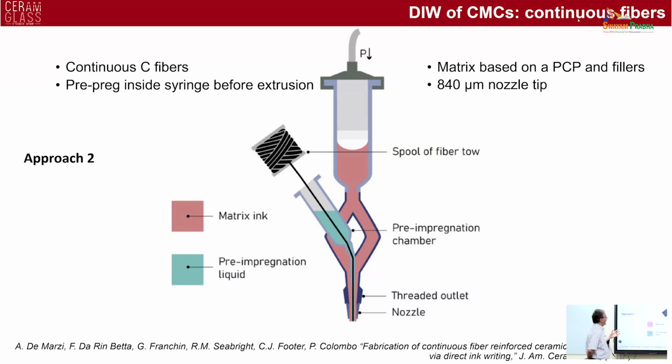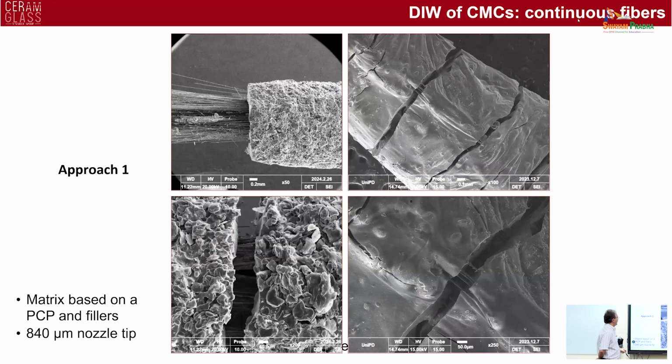So we modified the system, using an approach where we have the fibers coming from the side, and we have the matrix that is being pushed, and we have two channels that allow us to have a better distribution of the matrix around the fibers. So here you can see the results from the first approach, and you can see that we have extruded filaments that have the continuous fibers well placed within the center of the filament.